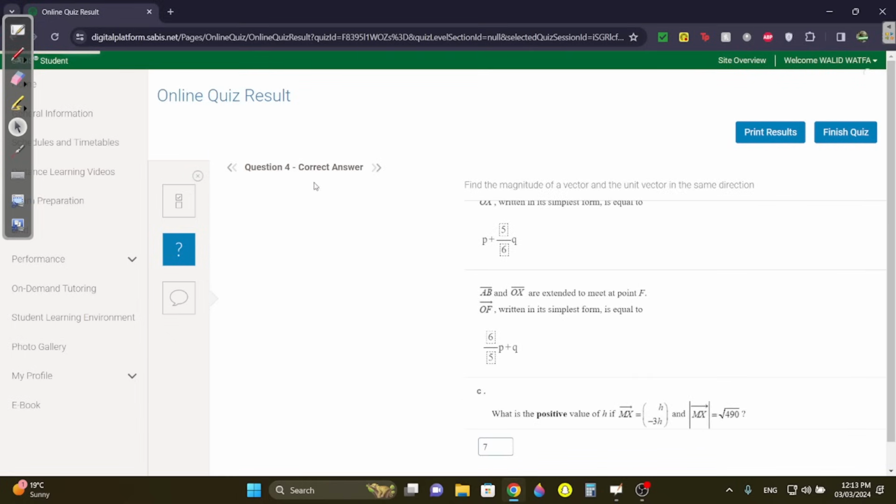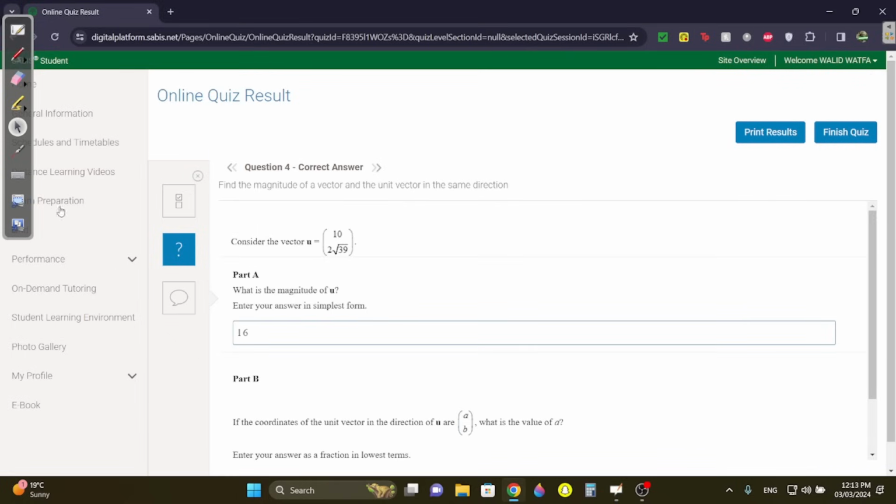Question 4. I think they're going to get a bit easier. Like here, what's the magnitude of u? It's easy, just do radical 10 squared plus 2 radical 39 squared under a radical, on the calculator, and you get 16. Okay, unit vectors.